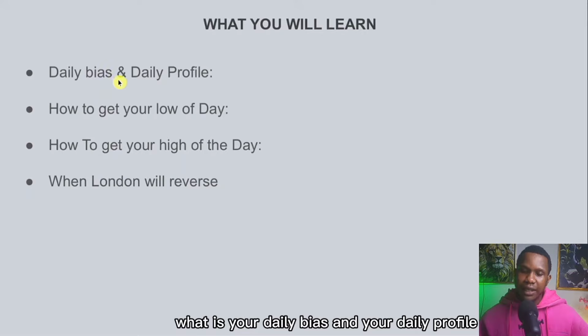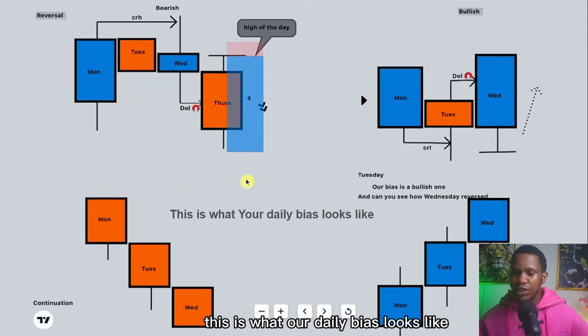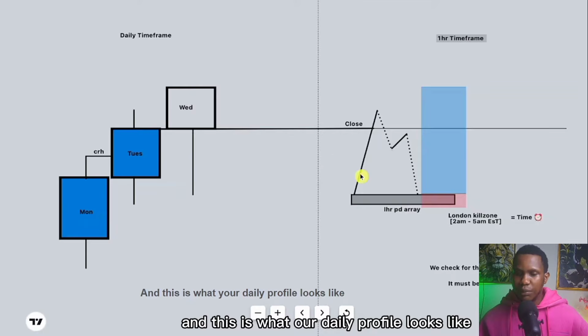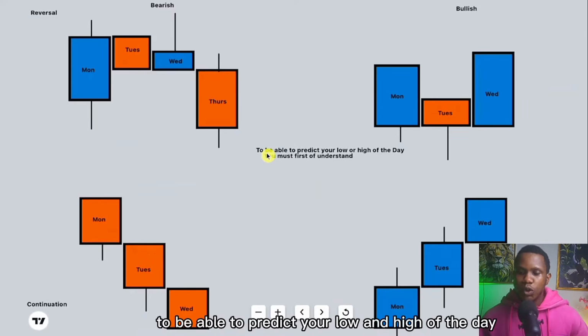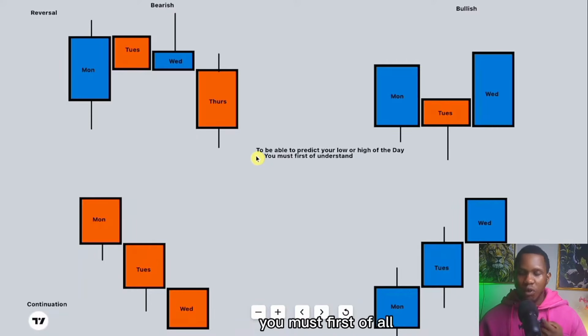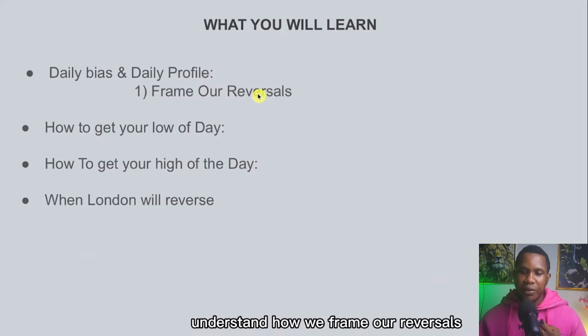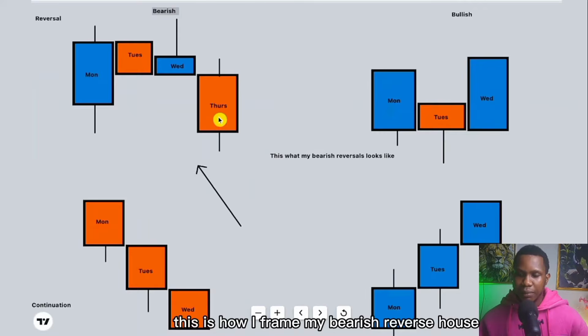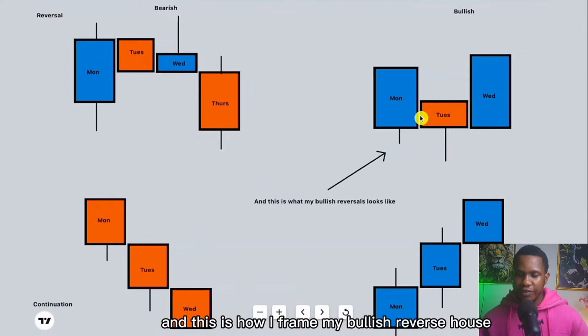What is your daily bias and your daily profile? This is what our daily bias looks like, and this is what our daily profile looks like. To be able to predict your low and high of the day, you must first of all understand how we frame our reversals, and secondly, how we frame our continuations. This is how I frame my bearish reversals, and this is how I frame my bullish reversals.